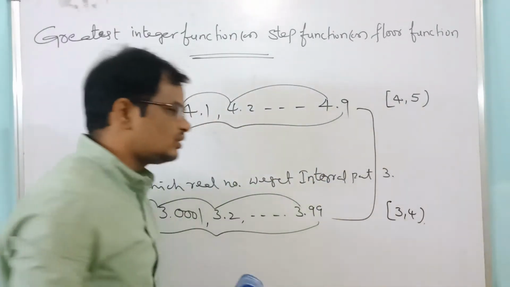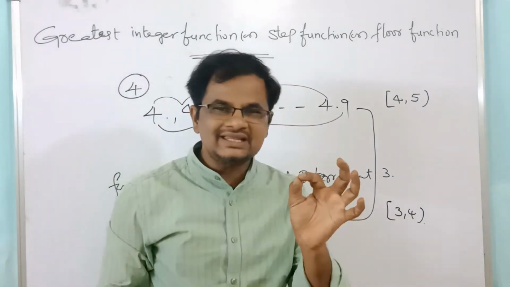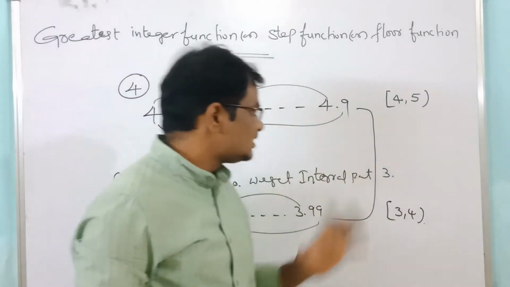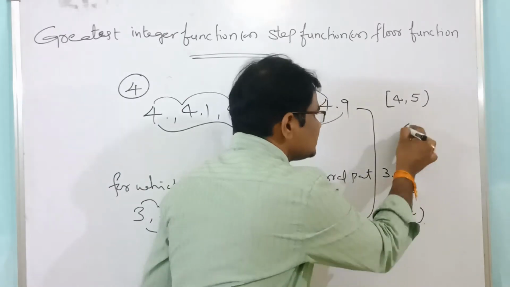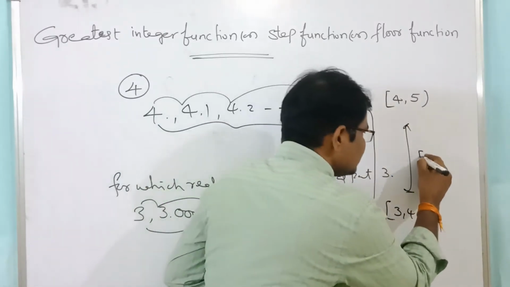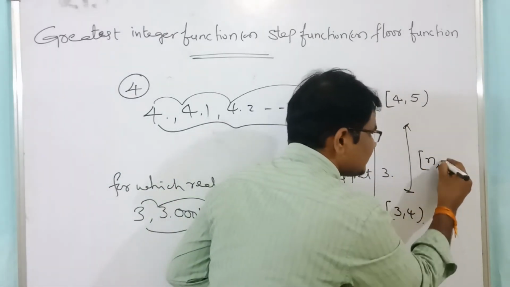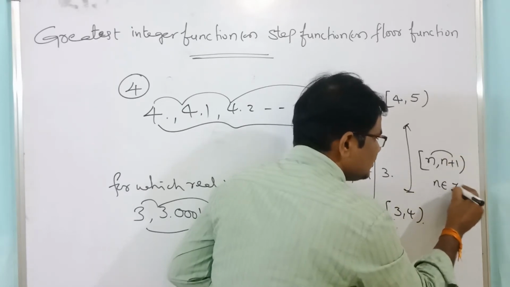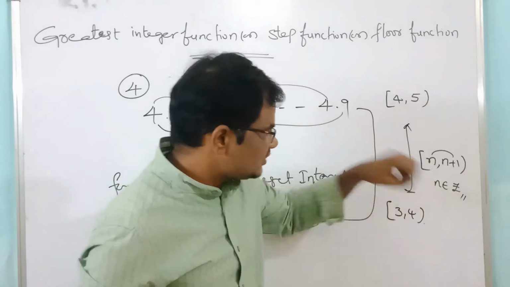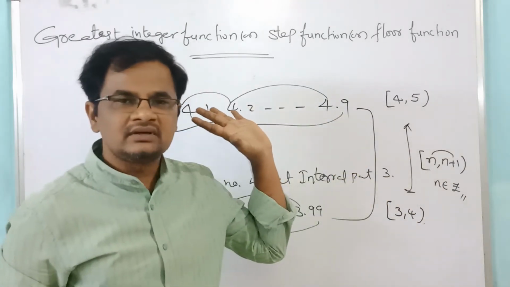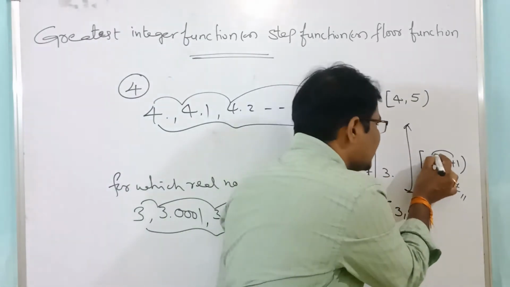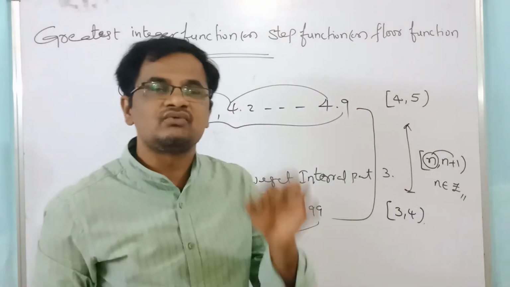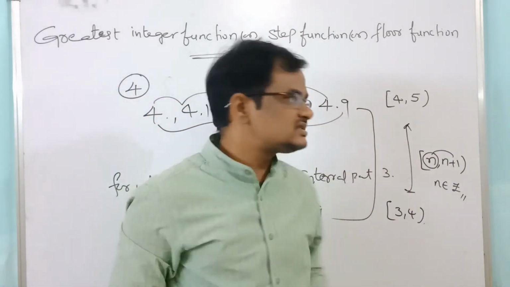Next, come to closed interval 3 to 4. In this also, you take any real number, the integral part is 3. So if you generalize this, you can write it as the interval closed n comma open n plus 1, where n belongs to the integers. From this you take any real number, the integral part is n only, right?